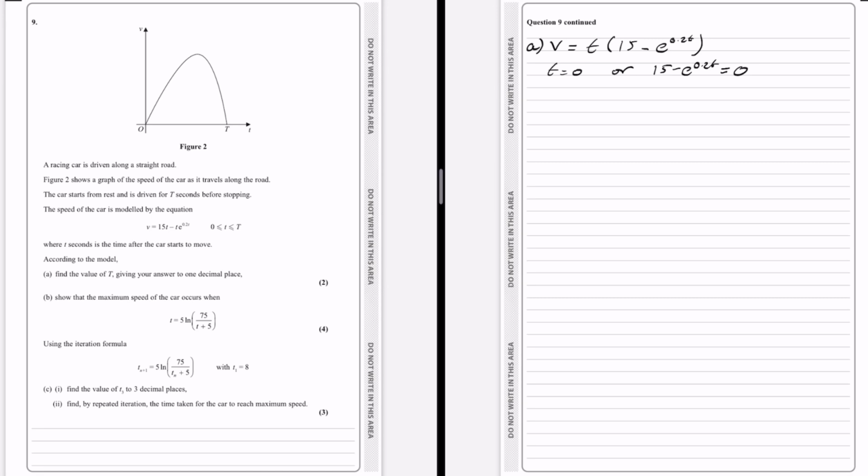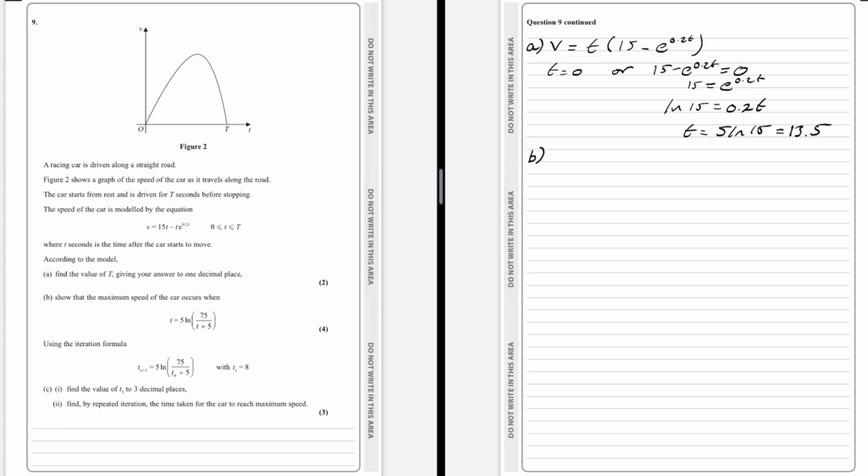Add e to the 0.2t to both sides. Take natural logs of both sides. Ln of 15 equals 0.2t, or t over 5 if you prefer. Times both sides by 5, and we get t to be 5 ln 15. If you've done ln 15 divided by 0.2, that's absolutely fine. You'll get 13.5 either way, which is the correct value.